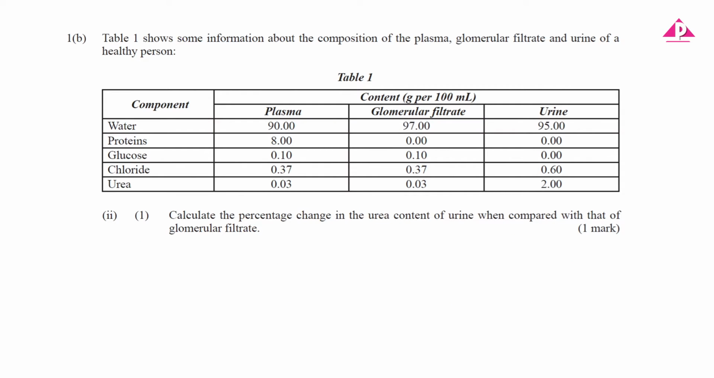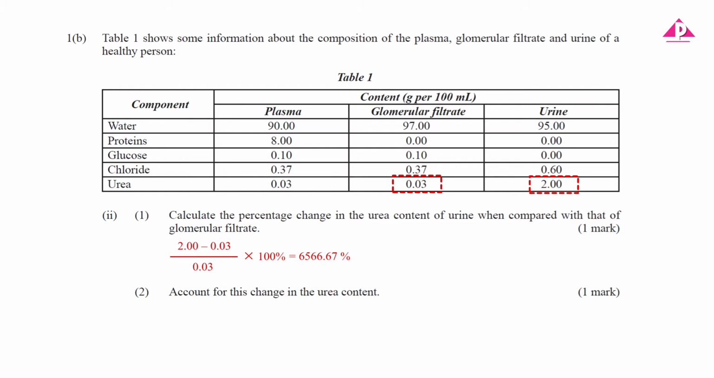Part 2 of the question first asks for the percentage change in the urea content of urine when compared with that of glomerular filtrate. The calculation goes as (2 minus 0.03) divided by 0.03, then multiply by 100%, which gives 6,566.67%. Next, the question asks for a reason for the change.